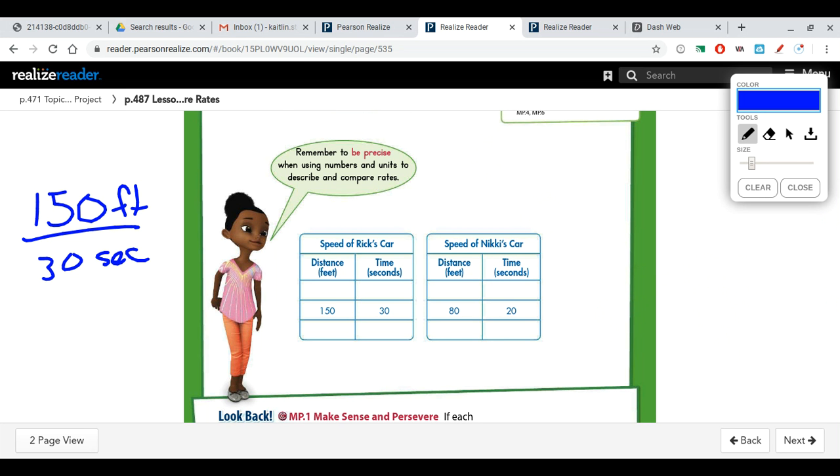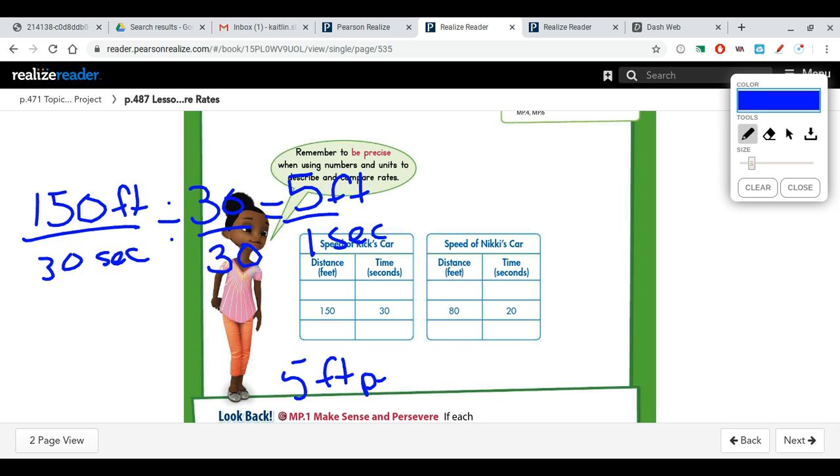When I do 150 feet per 30 seconds, in order to get my unit rate, I need to divide 150 and 30 by the same value. Because it's per second, I'm going to divide by 30. And when I divide by 30, 150 divided by 30 becomes 5 over 1. So I have 5 feet per 1 second. That's my unit rate for the speed of Rick's car: 5 feet per second. So I'm going to write it using rate language.